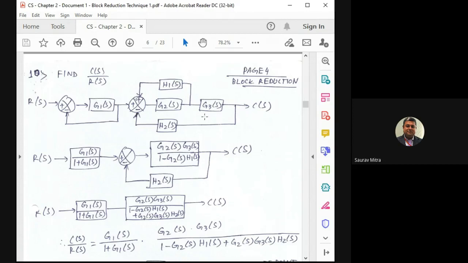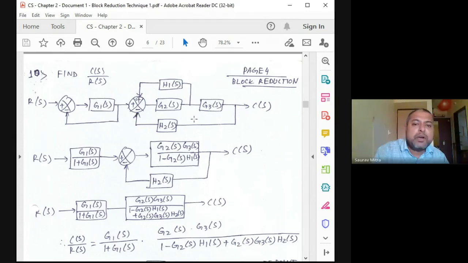Whereas this path is a little bit of a problem, because you cannot directly write this block as G by 1 plus GH. You cannot write that because something is coming here. And check H1. What is H1? H1 is reverse. So H1 is one feedback path which is a positive feedback path. Why positive? Because check H1 is coming and this is a plus sign. So this loop you can solve first: G2 divided by 1 minus G2H1. This you can do.